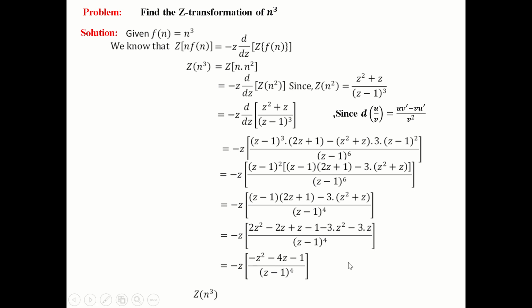Therefore z of n cube is equal to, multiplying with minus z inside: minus z into minus z square plus z cube, minus z into minus 4z plus 4z square, minus z into minus 1 plus z, by z minus 1 power 4.